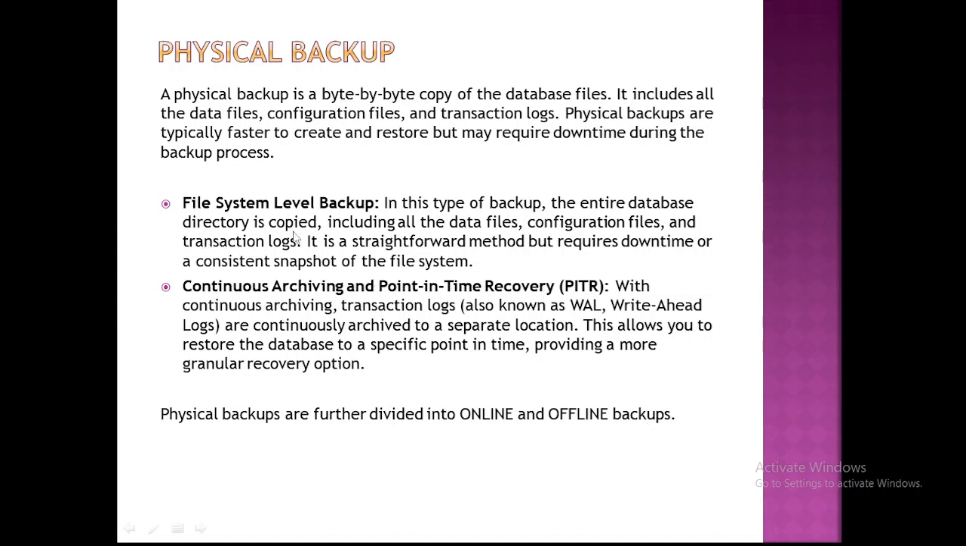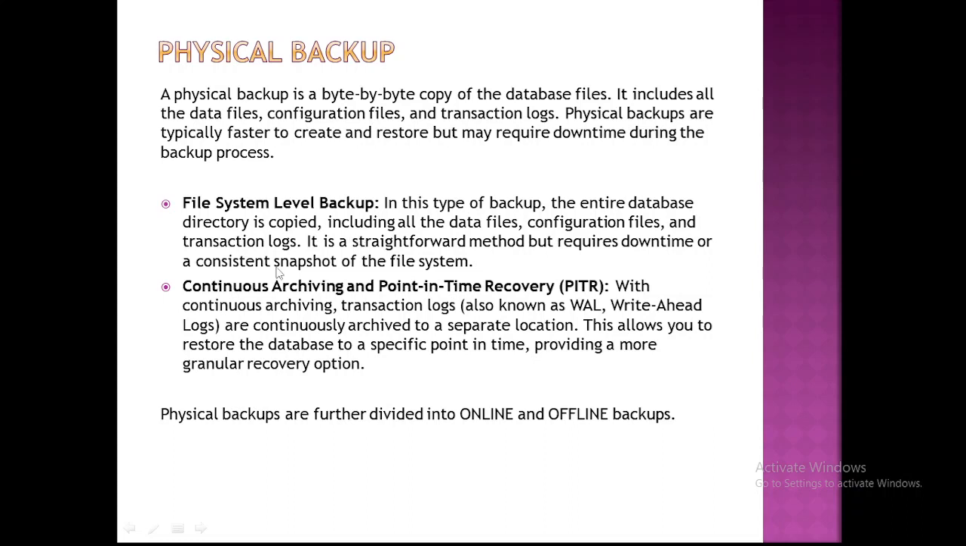We have two kinds of physical backups: file system level backups, and continuous archiving and point in time recovery. What are file system backups? In this type of backup, the entire database directory is copied: data files, configuration files, and transaction logs. It is a straightforward method, but it requires downtime. This is the main part of physical backup.